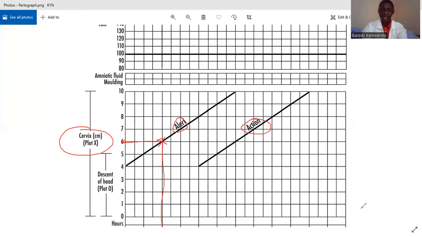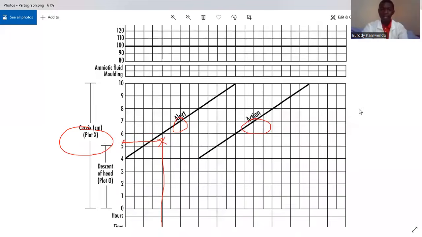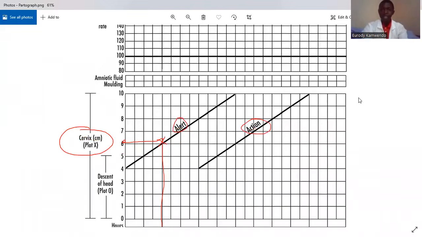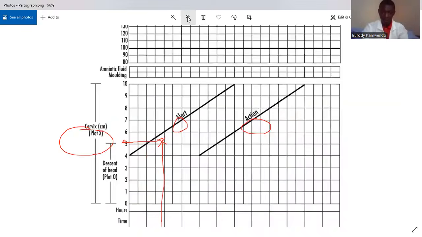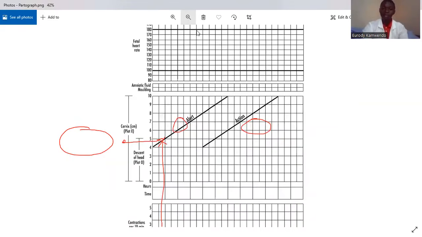So we'll talk about the action line later on. But then you find that if the woman comes at 6 centimeters dilated, you follow the line and you put an X where the line intersects on the alert line. Then from there, the other thing that you need to do is fill in at what time this client of yours was brought in, and also follow up nicely the graph and subsequent observations.